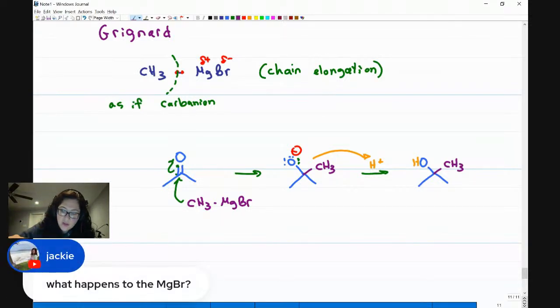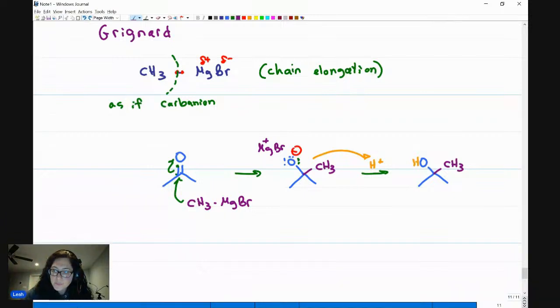But first, what happens to the MgBr? Once it's broken off from carbon, it is a spectator ion in solution. It doesn't matter anymore. It tends to hang around the O minus initially because magnesium has that positive charge. But once you protonate, then it gets surrounded by the polar protic solvent, and we don't care about it, so we ignore it.